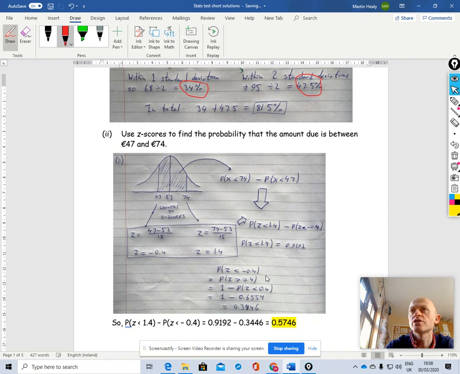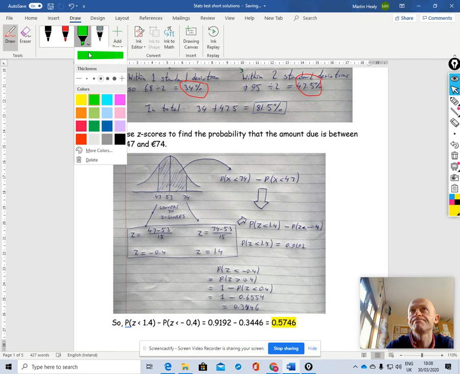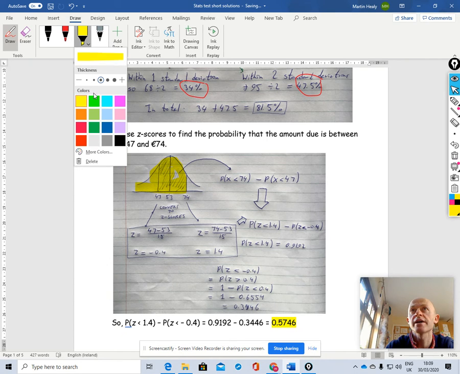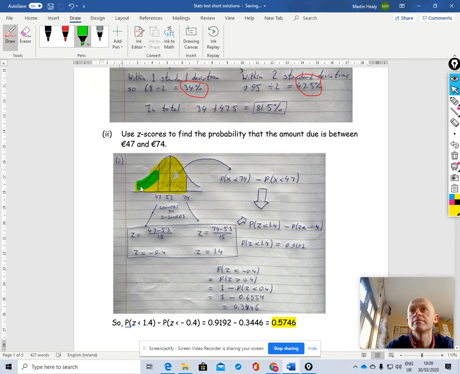The next question uses z-scores, and we're trying to find the probability the amount due is between 47 and 74. So that is basically we're going to find the probability that x is less than 74 and minus the probability that x is less than 47. And that will leave us with the correct region that we want here. So how we go about doing that is converting the two values to z-scores.